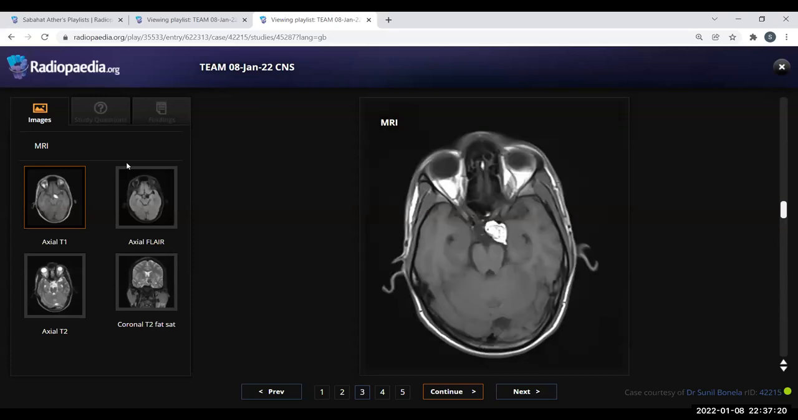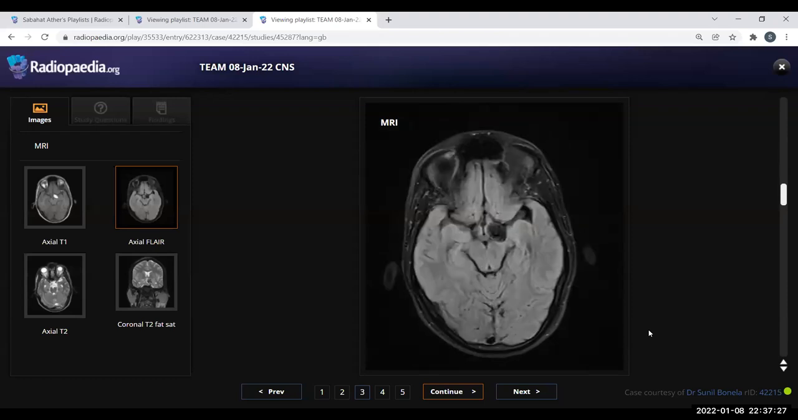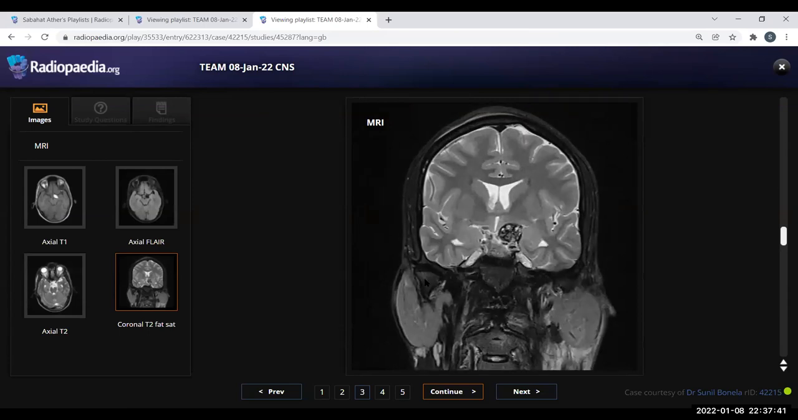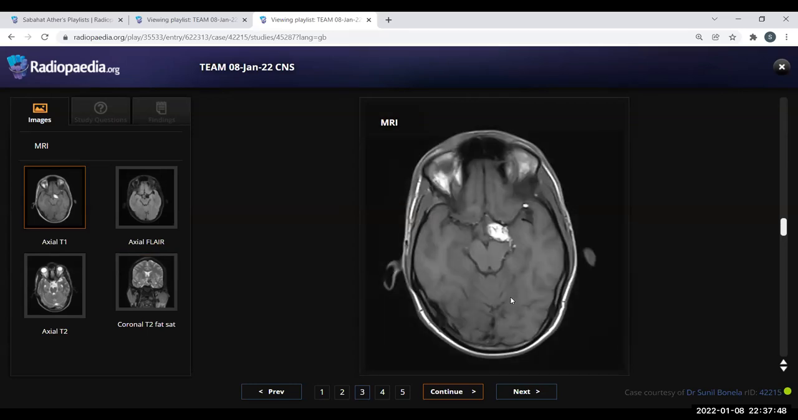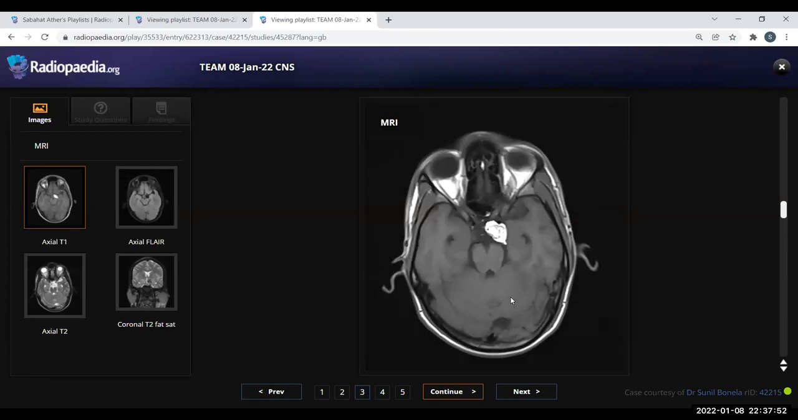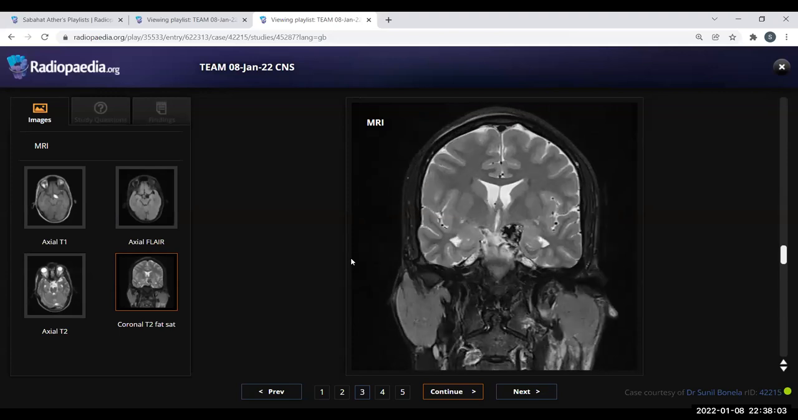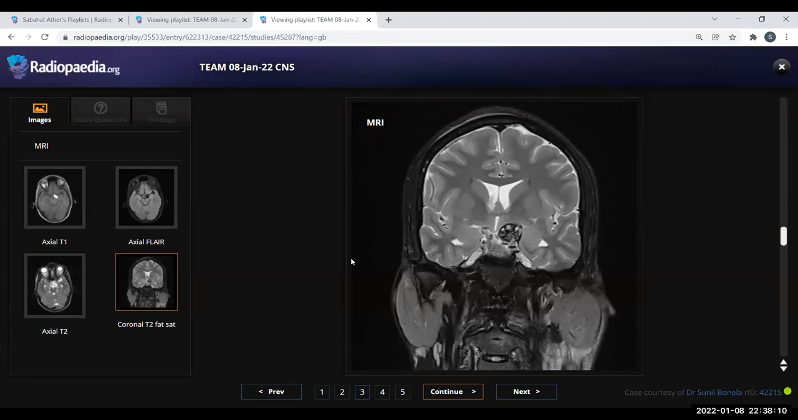Can I see the FLAIR sequences, please? Yes, it is suppressed. And there is some tortuous low signal intensity within this lesion. It could be vascular. It is in the suprasellar region, and there is some tortuous hypointense signal within this lesion. It is extra-axial in location. Can I go to coronal T2, please? This is not an aneurysm. It contains vascular and fatty contents, well defined.